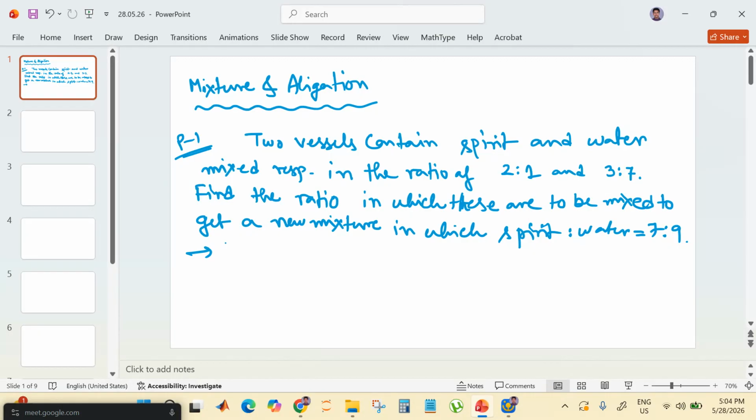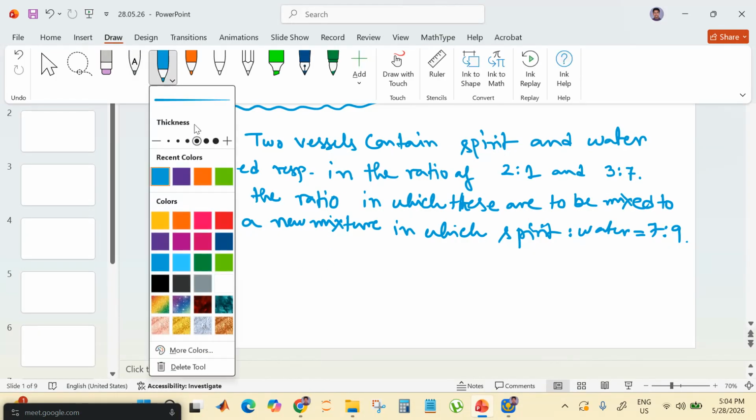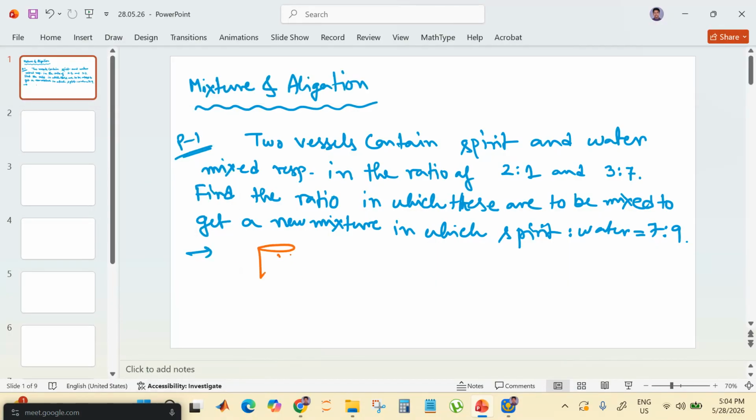What is the question? There are two vessels. Both vessels contain a spirit and water mixture. The first vessel has a ratio of 2:1 and the second vessel has a ratio of 3:7. The question is, find the ratio in which these two mixtures are mixed to get a new mixture. Let me visualize this problem. Suppose I have two vessels, vessel 1 and vessel 2. In this vessel the ratio of spirit and water is 2:1, and in this vessel 3:7.